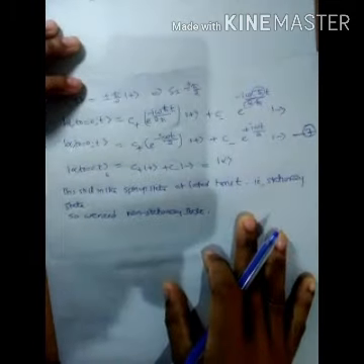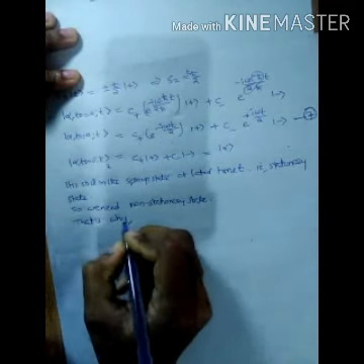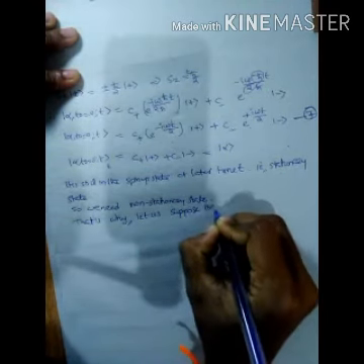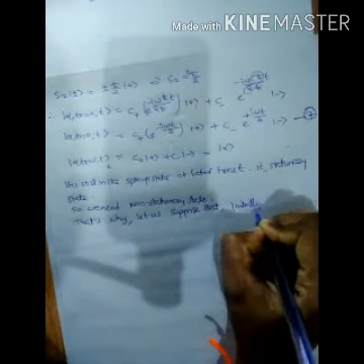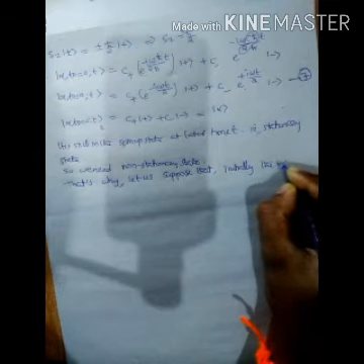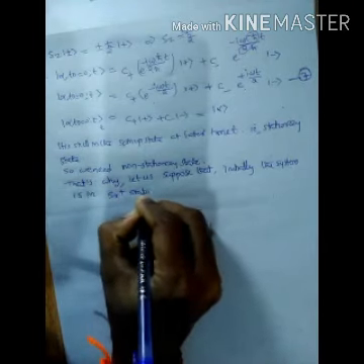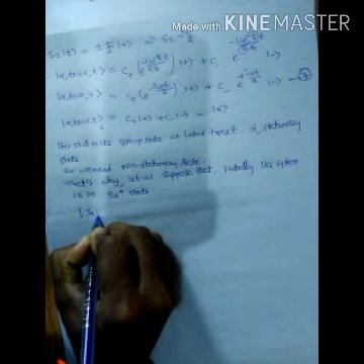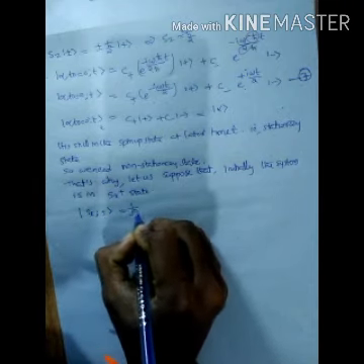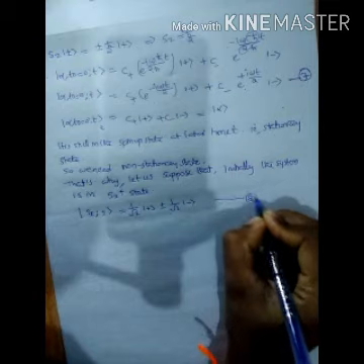That's why, let us suppose that initially the system is in the Sx plus state, and we studied the relation: the Sx plus or minus ket equals 1 by root 2 ket plus, plus or minus 1 by root 2 ket minus. Call this equation number 8.